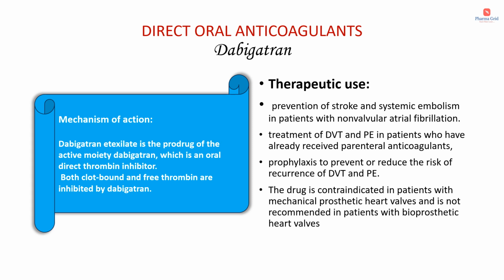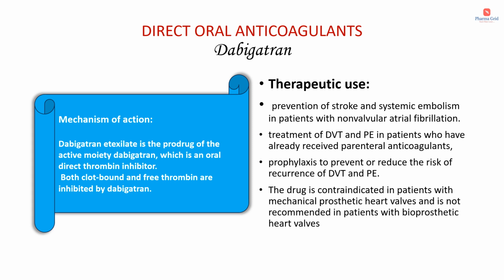The next category is direct oral anticoagulants, and the main drug involved is dabigatran. The mechanism of action: dabigatran etexilate is the prodrug of the active moiety dabigatran. The prodrug is dabigatran etexilate and its active metabolite is dabigatran, which is an oral direct thrombin inhibitor. Both clot-bound and free thrombin are inhibited by dabigatran.